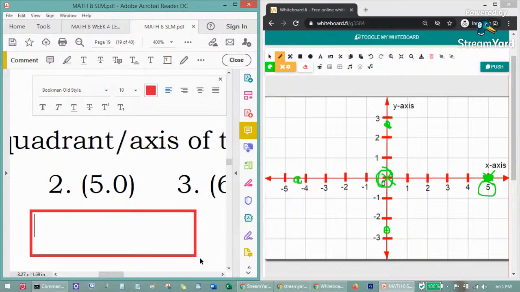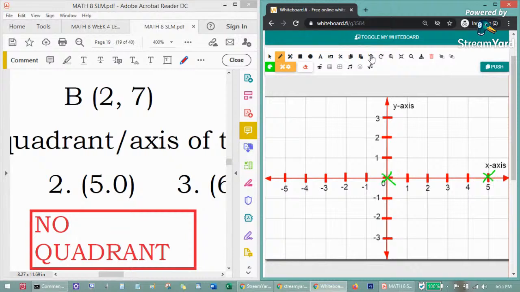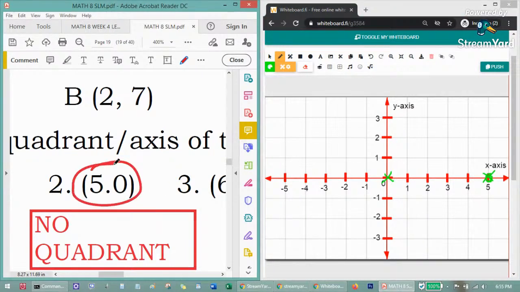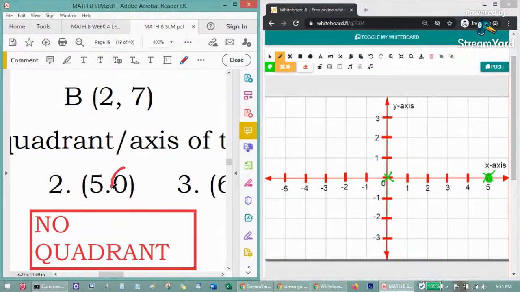Answer dito is no quadrant. Okay? So, ang answer dito sa number 2 is no quadrant. Bakit no quadrant? Kasi yung point, itong point, x is 5 and y is 0, ay nakapatong sa axis, sa linya mismo. Sa axis mismo. Okay? So, malalaman nyo kung no quadrant kapag merong 0. Okay? Kapag meron kayo nakita 0 na coordinate, yun ay no quadrant kaagad. Okay?